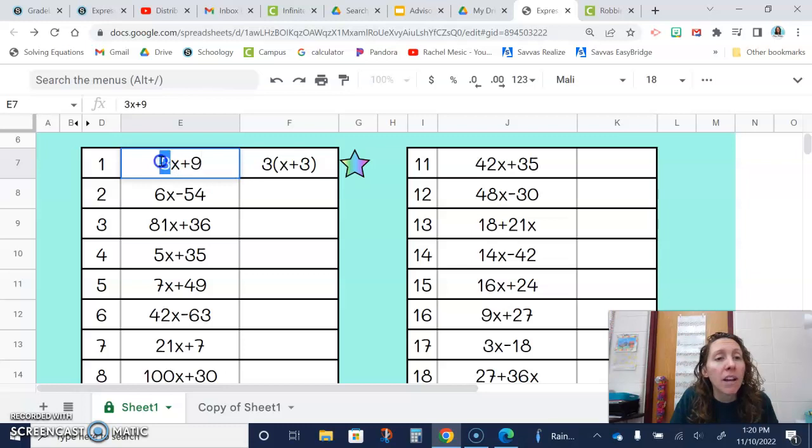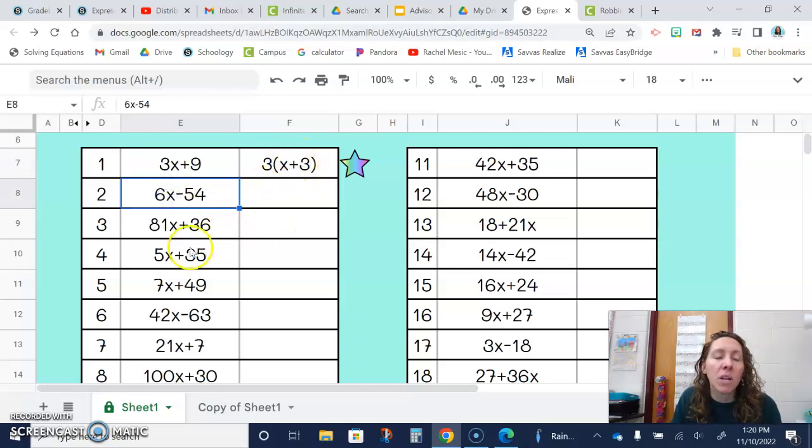So what could you divide 3 by and also 9 by? And you can divide them both by 3. 3x divided by 3 would be the 1x right here. And then 9 divided by 3 would be 3, which gives us this next number here.